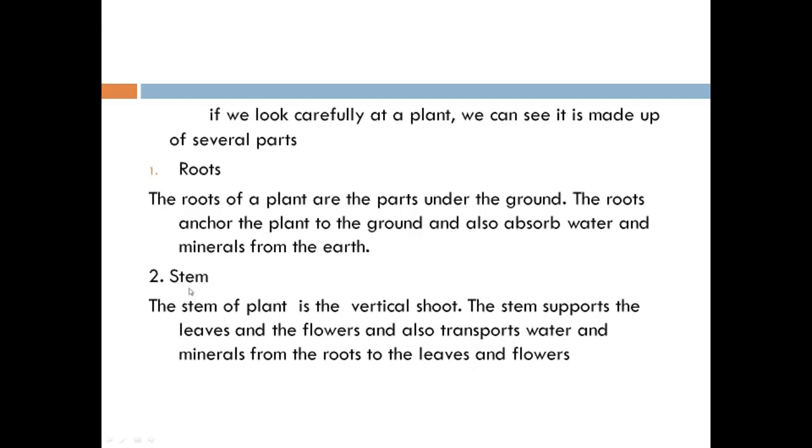The second part is the stem. The stem of a plant is the vertical shoot. The stem supports the leaves and the flowers, and also transports water and minerals from the roots to the leaves and flowers.